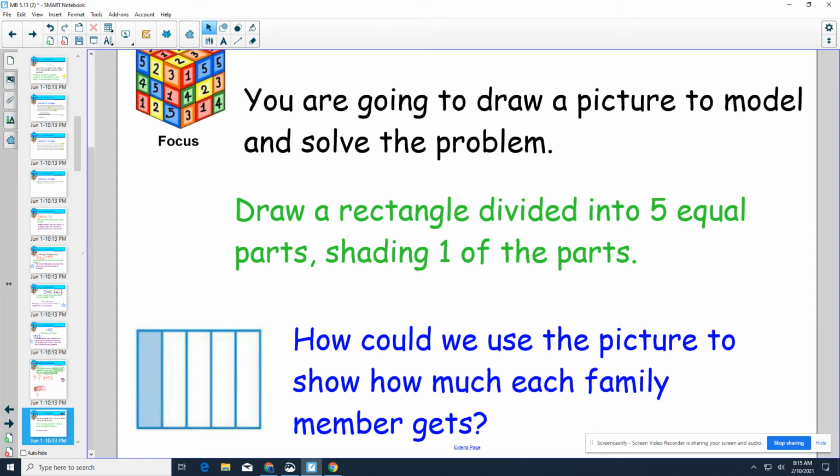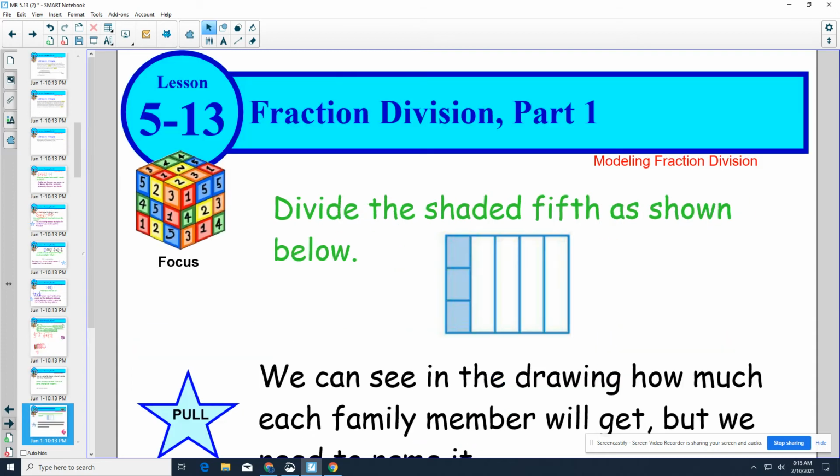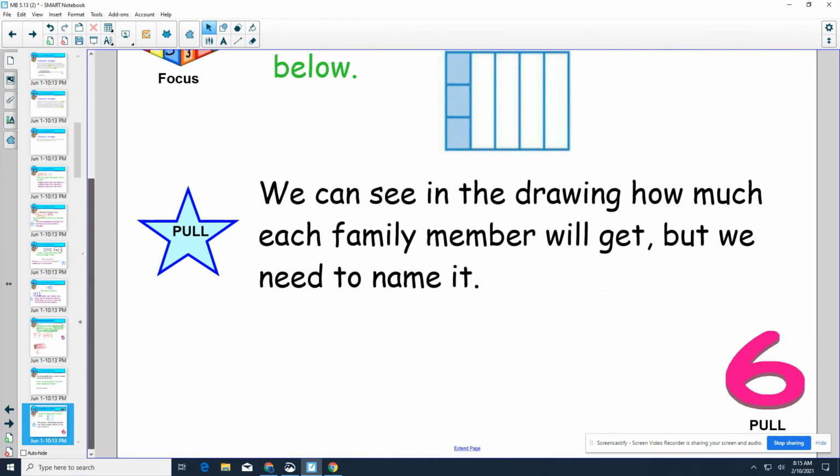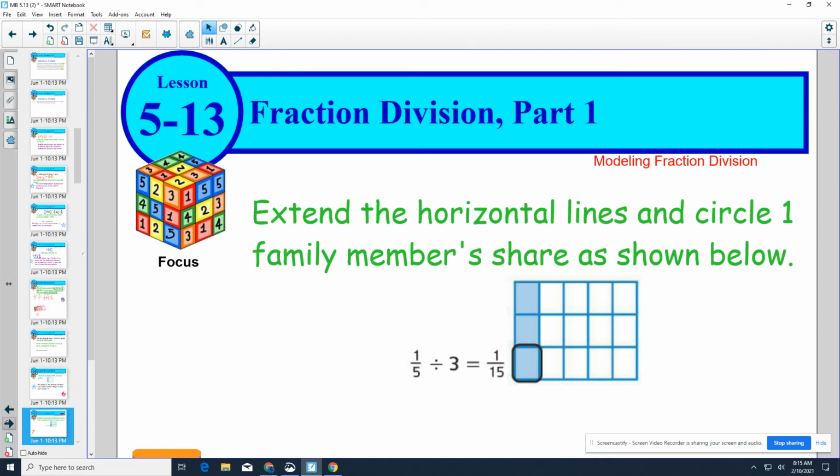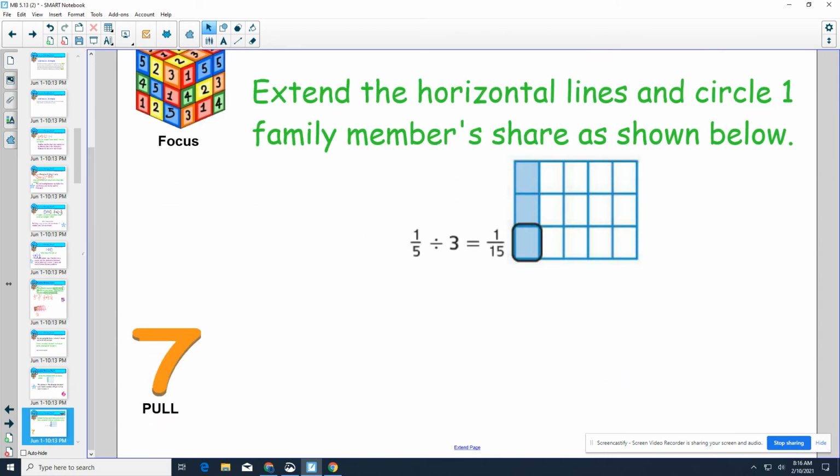So how can we use the picture to show how much each family member gets? Think about what we just did. So we know that there's 1/5 of a pan left. And then you could split that into thirds. And we can see in the drawing how much each family member will get, but we need to name it, right? So 1/15 by the time we split it up there and we draw in our lines. A little bit different picture than mine, but it still works. And so this is one way that you could do that if you don't want to use the algorithm.